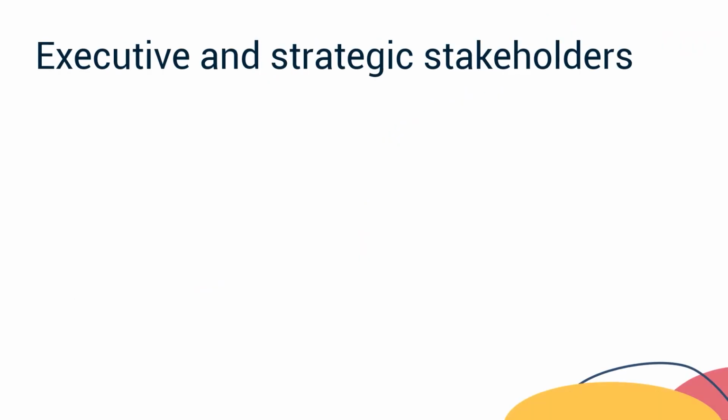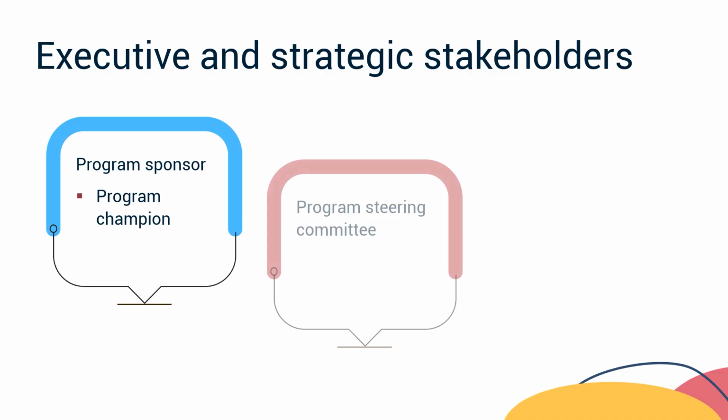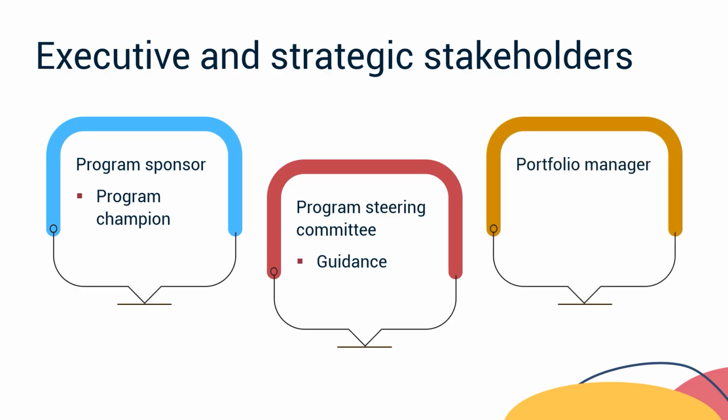First, consider the stakeholders needed for executive and strategic oversight. The program sponsor champions the program and is ultimately responsible for the program's success. The program steering committee provides guidance and decision-making support. The people on the steering committee may include the Chief Medical Officer, Chief Financial Officer, Chief Operations Officer, and representatives from key departments like HR, IT, and legal. The Portfolio Manager ensures the hospital integrations align with Integrative Care Alliance's strategic goals and provides expected value.